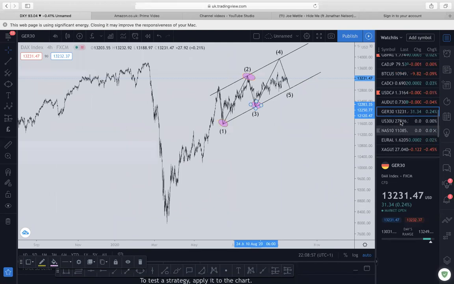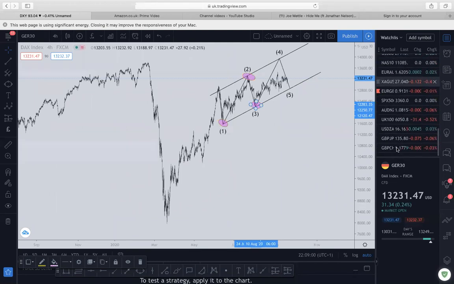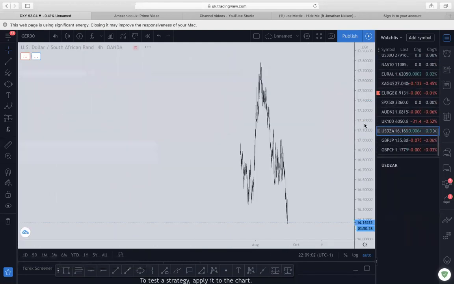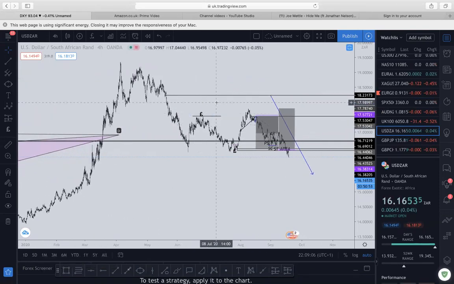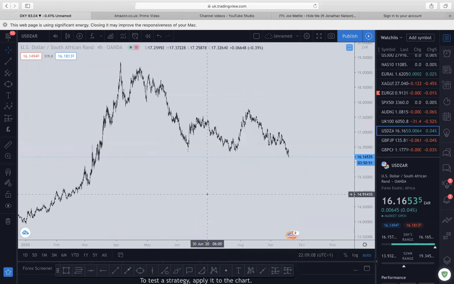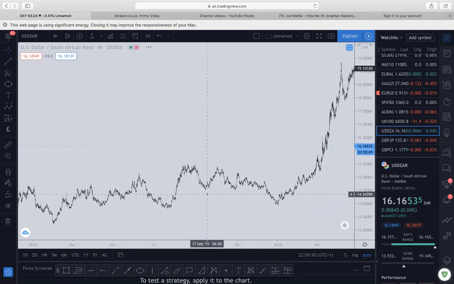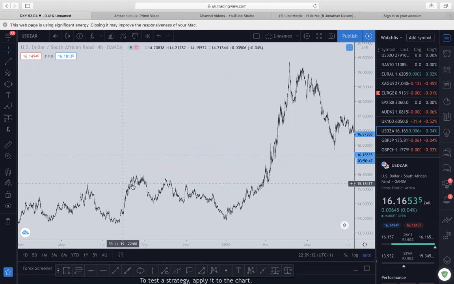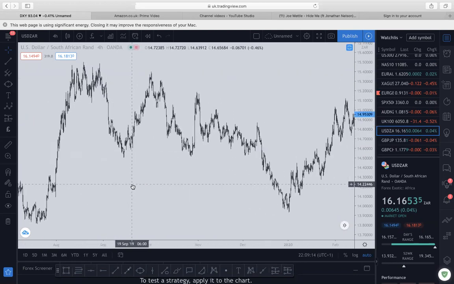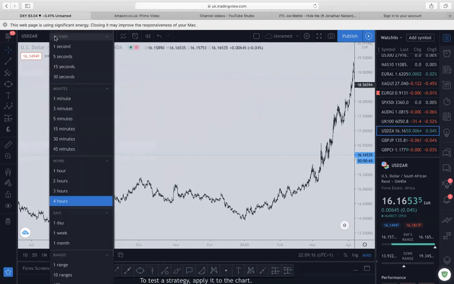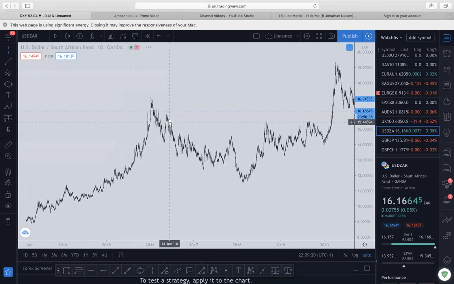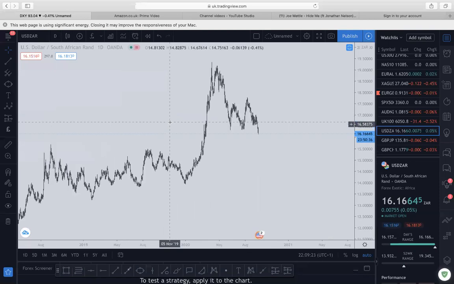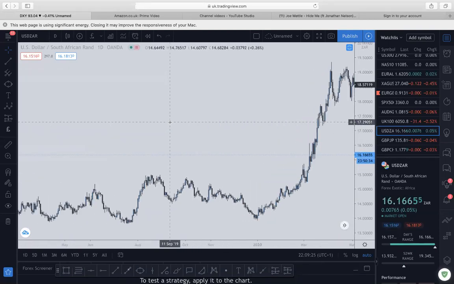I don't really know how to break it down again. But yeah, let's see. Let's pick another example. Let's play the charts. Let's use this area. Daily time frame. Let's use this area.